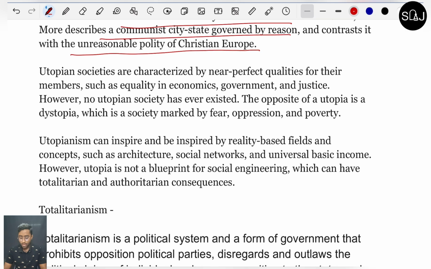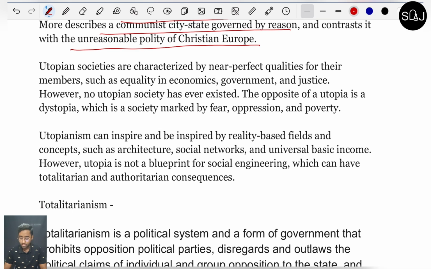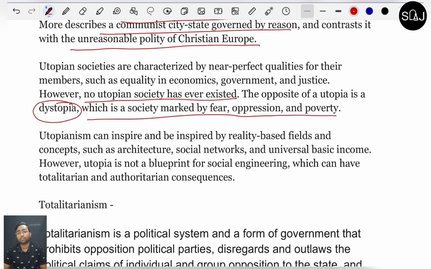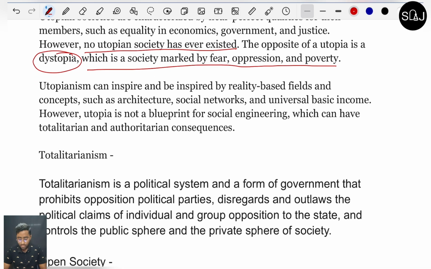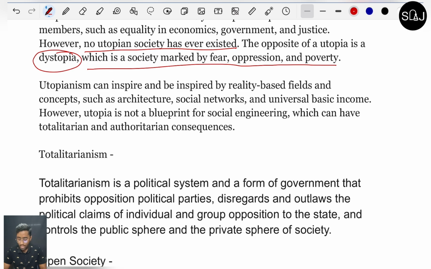Utopian societies are characterized by near perfect qualities for their members, such as equality in economics, government, and justice. However, no utopian society has ever existed. The opposite of a utopia is dystopia, which is a society marked by fear, oppression, and poverty. Utopianism can inspire and be inspired by reality based fields and concepts, such as architecture, social networks, and universal basic income.